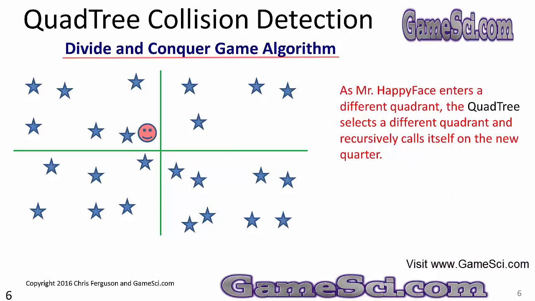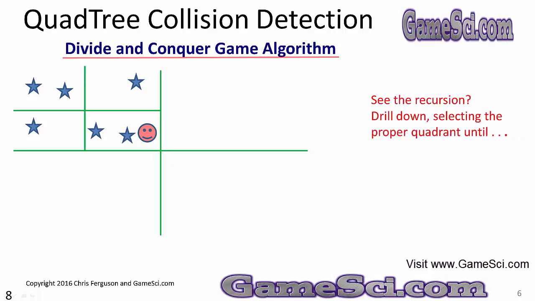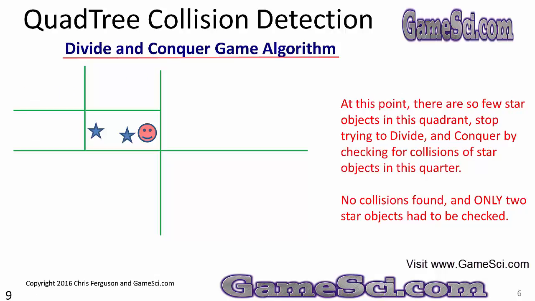So let's move Mr. Happy Face and do it again. So as Mr. Happy Face moves across the screen, he enters a different quadrant. The quad tree selects a different quadrant and recursively calls itself on the new quarter. Bang, I don't have to check any stars in that quadrant. Since this quadrant has so many star objects, again, I'll recursively call quad tree again and divide that section into quarters. See the recursion? I'm going to drill down, selecting the proper quadrant until what? Until we reach a reasonable number of objects to check.